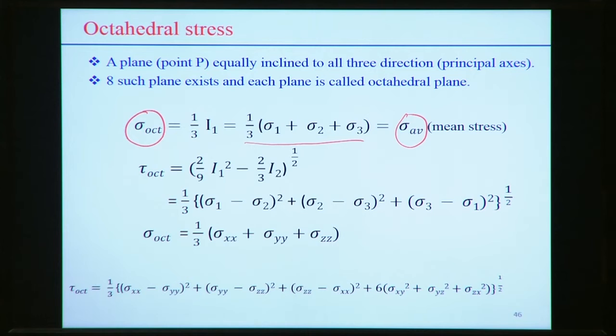Similarly, the octahedral shear stress in terms of invariants is given by I1 and I2. So here we can find, in terms of the principal stresses, the expression for the shear stress value on the octahedral plane. Now these are all in terms of the principal stresses, but similarly, from the actual stress tensor in terms of the xyz coordinate system, we can represent the octahedral stress, that is the normal stress, and this is the shear stress value in terms of x, y and z.